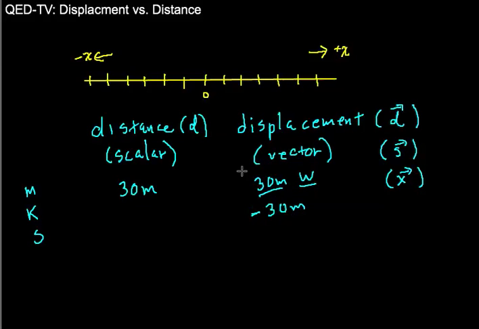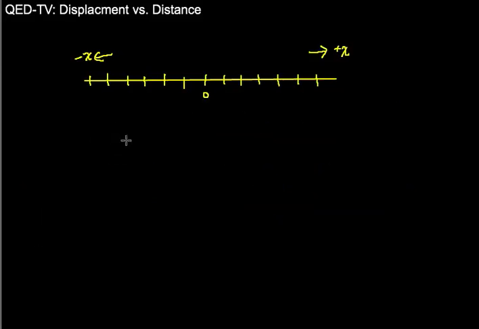So if we want to figure out displacement, it would look like this. A displacement vector will be your final position minus your starting position. I could be anywhere, I could start anywhere on the number line here. I could start here. This is my xi, we'll say. And here is my xf.